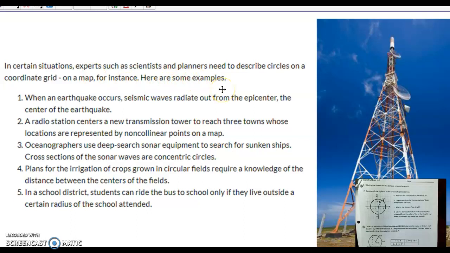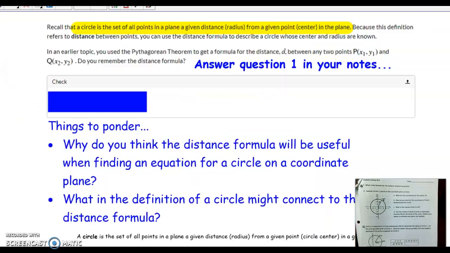This is just a list of different applications of circles in the real world, and you can read through them if you'd like to. Some of them are like when an earthquake occurs. We know the seismic waves radiate out from the epicenter, which is the center of the earthquake. And so that is a circle application in the real world. In a school district, number 5 here, students can ride the bus to school only if they live outside a certain radius of the school attended. So if you're outside of a half-mile radius, well, you're creating a circle around the school of students that would not be able to ride the bus.